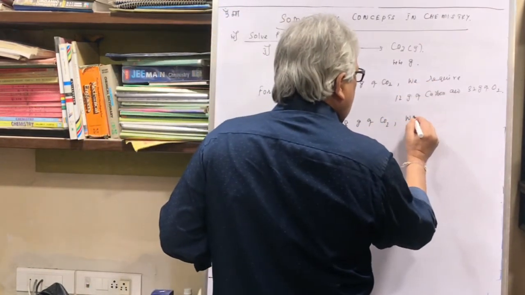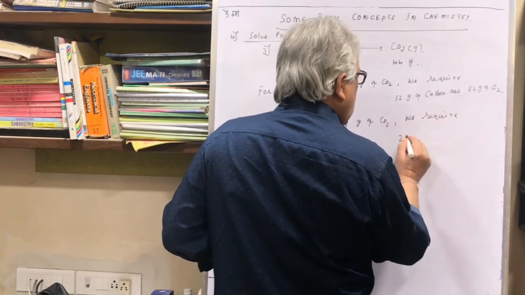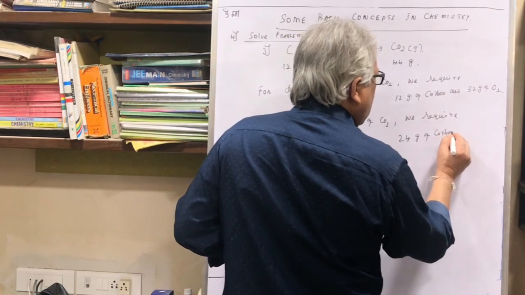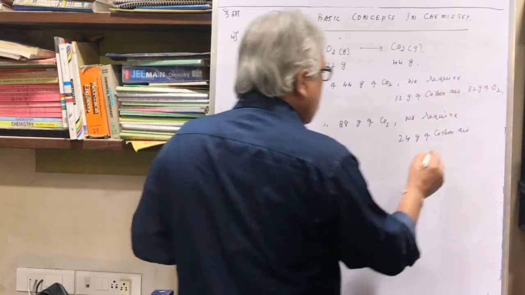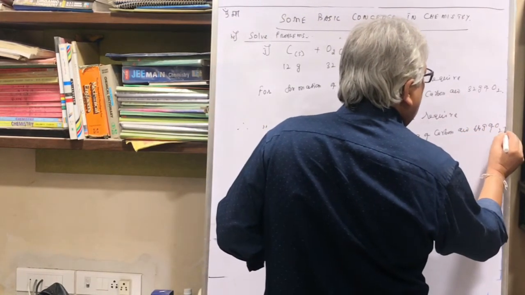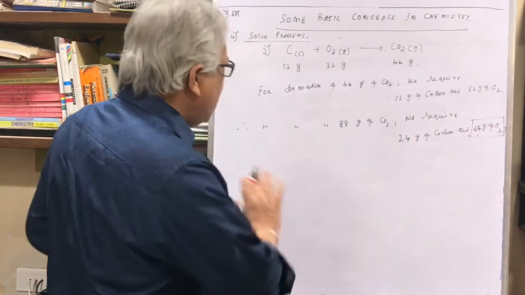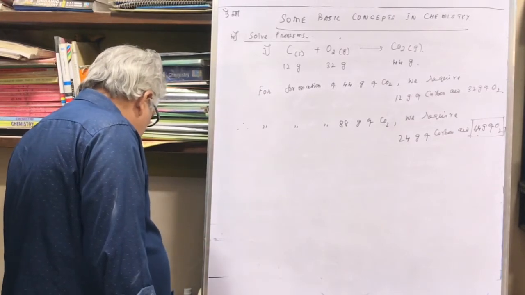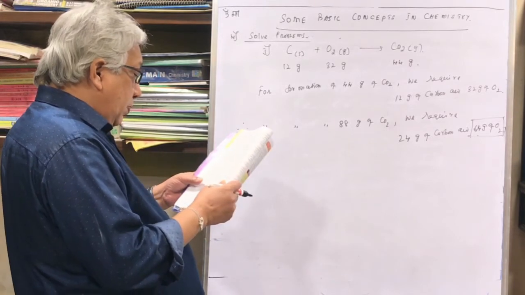So we require, and that is what they have given me, 24 gram of carbon and 32 into 2, 64 gram of oxygen. So, the amount of oxygen that I require is 64 gram. Very simple problem. Now, I come to problem number J. Problem number J is over.